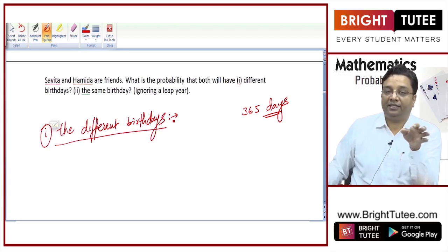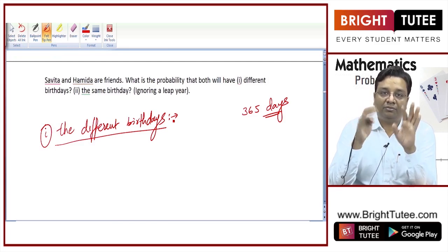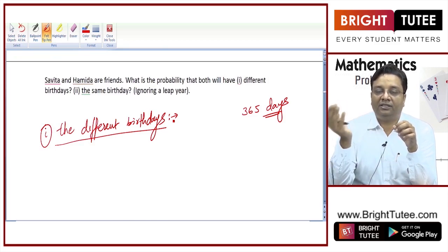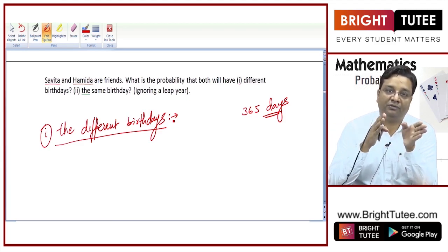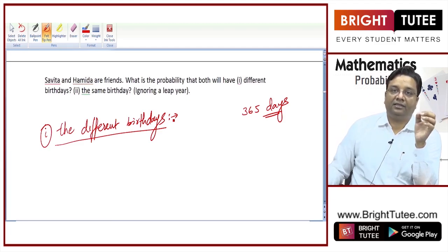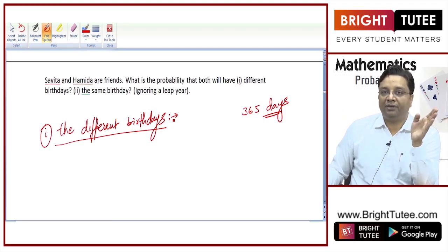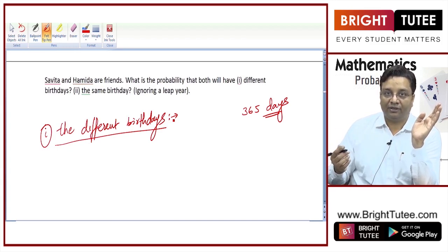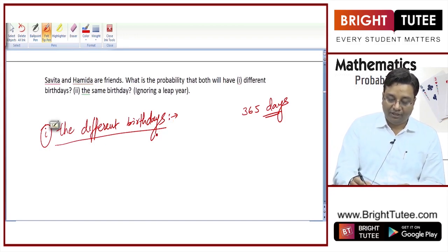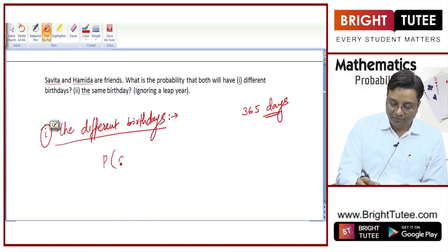Think about it. Let us say Savita has her birthday on January 1st, right? And Hamida can have her birthday on any of the 364 days apart from January 1st to have a different birthday, right? Let us say one of these friends has a birthday on a certain date. Think about it in your mind, right? Apart from that day, there are 364 other days on which the other friend will have their birthday, right?